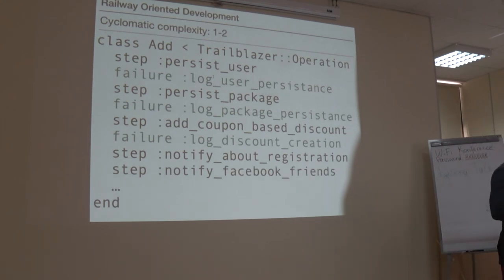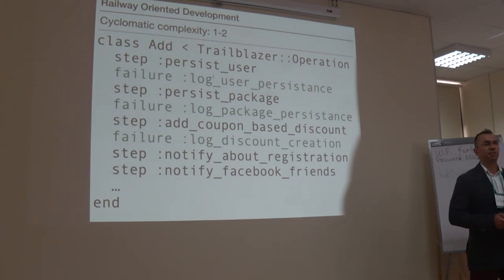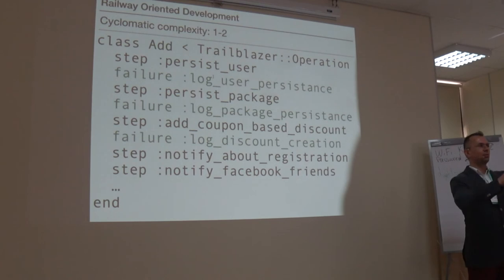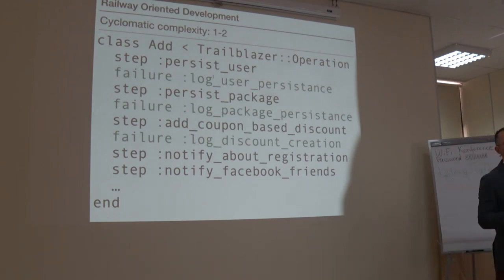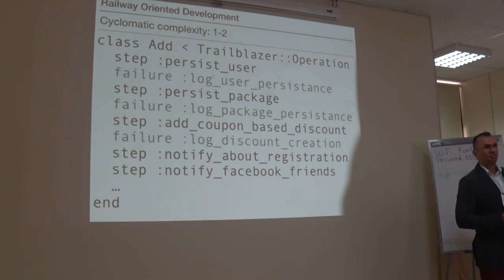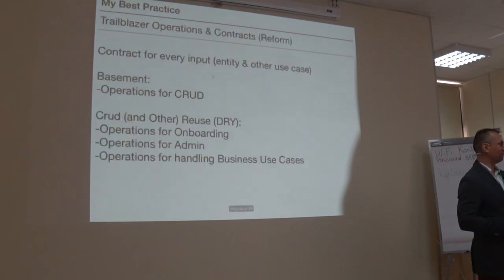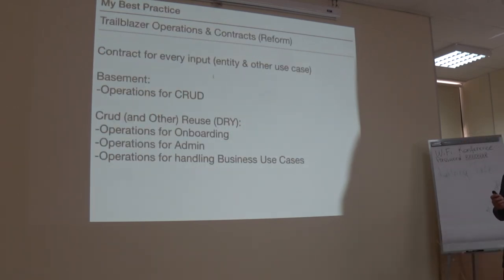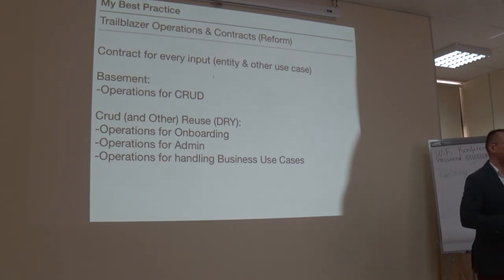And I think that this is the real benefit of railway-oriented development: we have linear execution steps explicitly stated, which are easy to read and easy to follow. And the cyclomatic complexity is just below one or two, maybe, not more. And my personal best practice using this technique is the following.